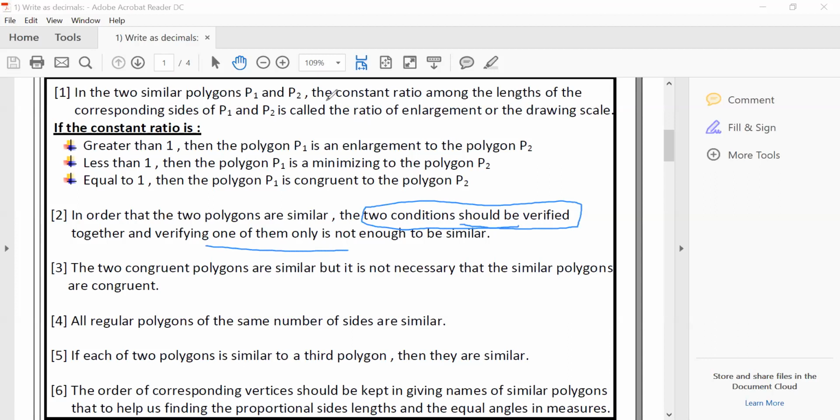This is very important. When you find, for example, that the ratio between the sides is constant, you got the ratio half for all the proportional sides, but you found that the angles are not equal in measure, then they are not similar. The two conditions must be verified. Let's check this with something that will make it very clear.